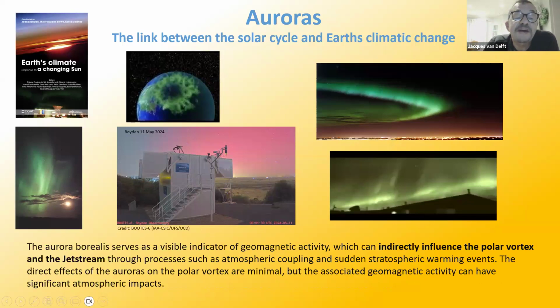So the aurora borealis serves as a visible indicator of geomagnetic activity, which can indirectly, not directly, influence the polar vortex. I will explain later what the polar vortex is, as well as the jet stream, through processes such as atmospheric coupling and sudden stratospheric warming events. So the heating up and the energy of the auroras is having an influence on the polar vortex and the jet stream, which I will explain here.